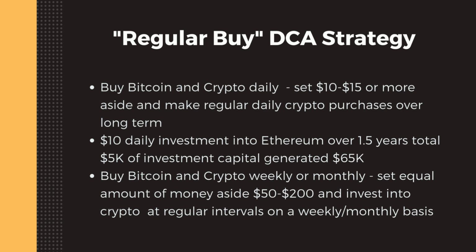Another way of using regular buy DCA strategy is to buy Bitcoin and crypto weekly or monthly. All you have to do is to set an equal amount of money aside, be it $50 or $100 or $200 or even more, depending on your financial situation and income, and then invest this money into crypto at regular intervals on a weekly or a monthly basis.